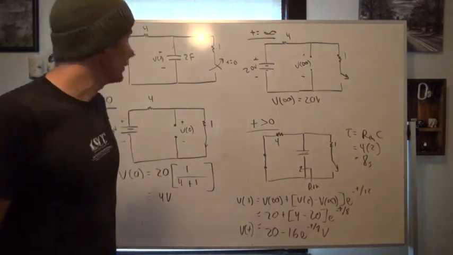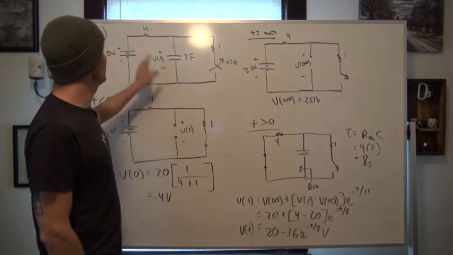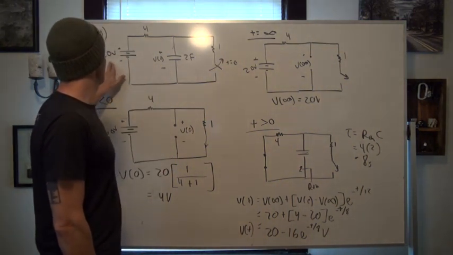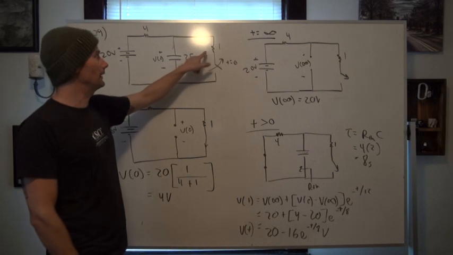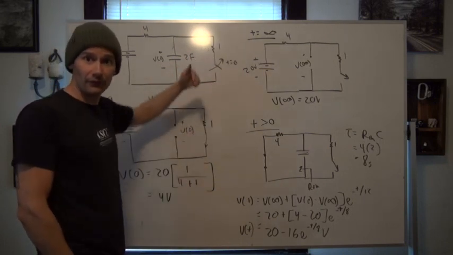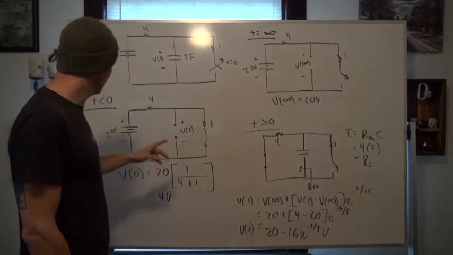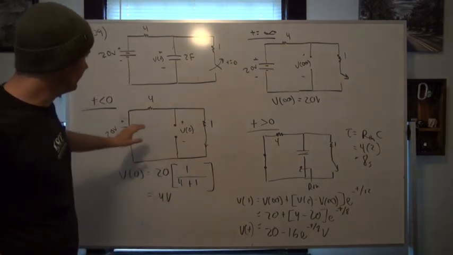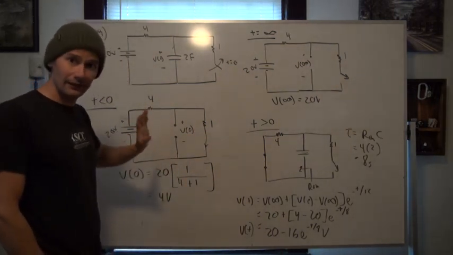All right. So 739. Here we basically had a 20 volt source, 4 ohms, 2 farads, a 1 ohm resistor right here, and then the switch was on the side. And that switch opens at t equals 0. So first thing we need to do, obviously, is find that voltage across the capacitor, that initial voltage.